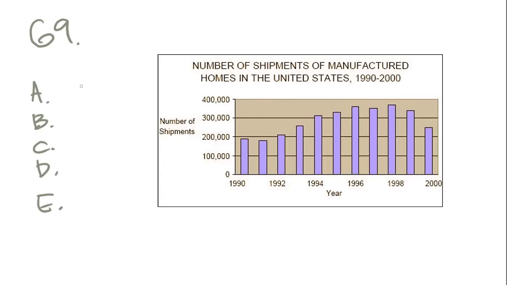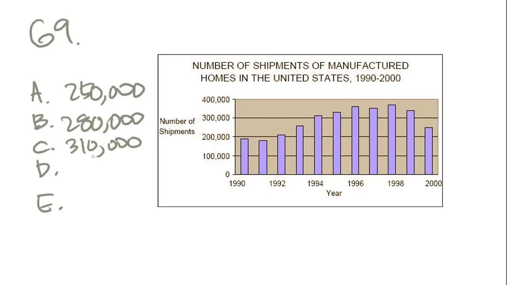A, they say, is 250,000, and then 280,000, 310,000, 325,000, and 340,000.